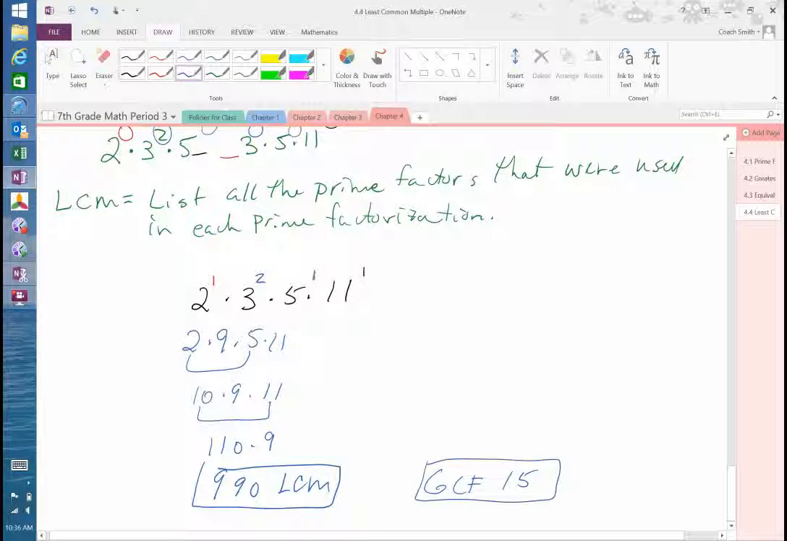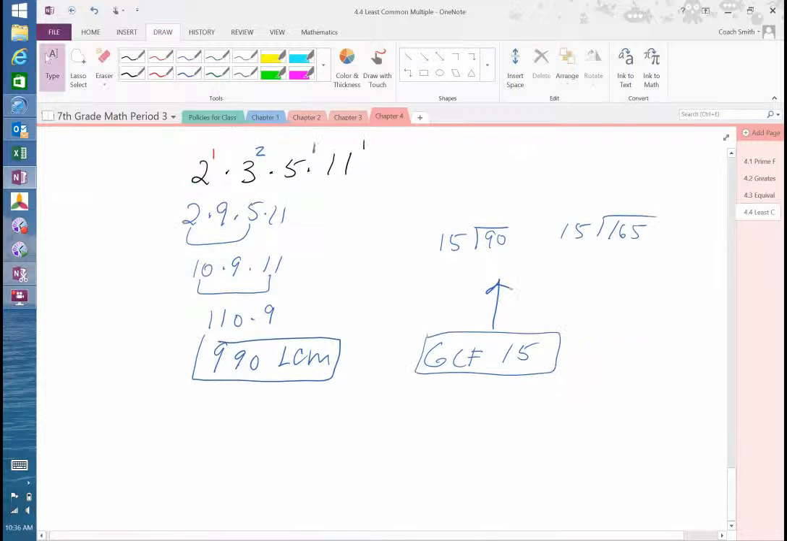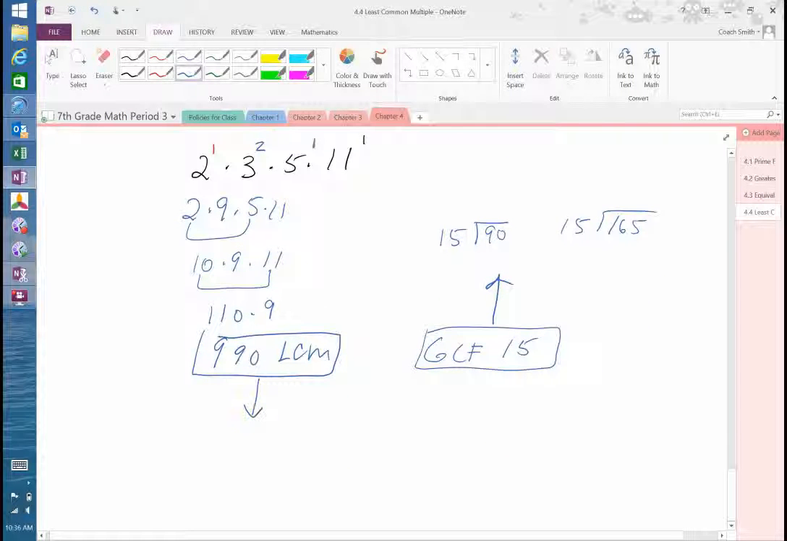So those are the two different ways that you must come up with GCF and LCM. You've got to keep the two ways separate. Okay, because obviously with the 15, you've got to be able to divide 15 into 90 and 15 into 165. Okay? For the LCM, you would count by 15s, 15, 30, 45, 60, 75, so on and so forth, all the way up to 990.